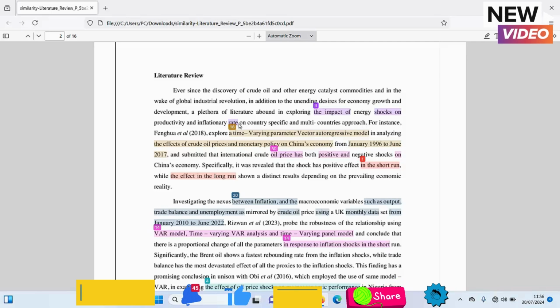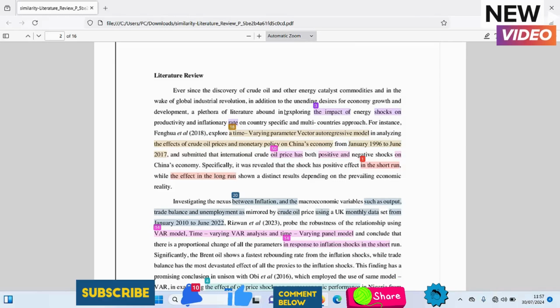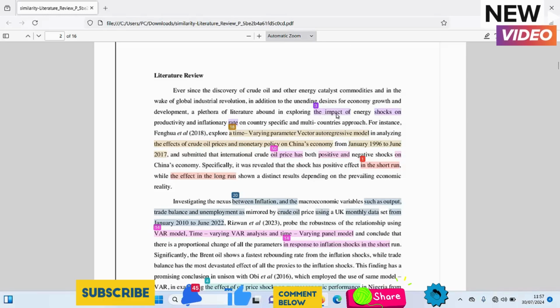So what you just need to do is to paraphrase. You understand? You just paraphrase, and when you want to paraphrase, you need to look for synonyms of the words that are highlighted in your paper. For instance, here we can use, instead of impacts, we can use effects. So when we change this to effects, this particular one will not be highlighted again.